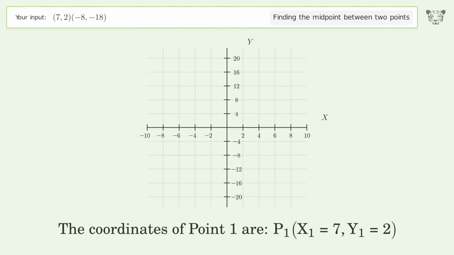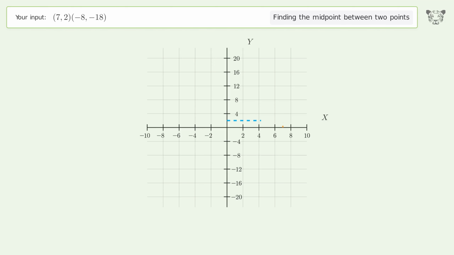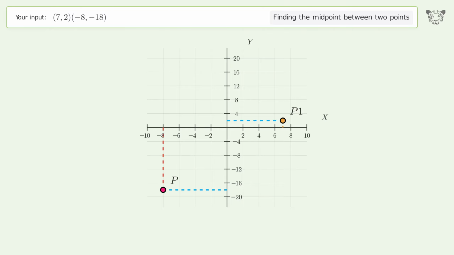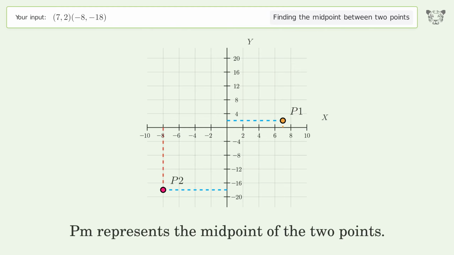The coordinates of point 1 are x1 equals 7, y1 equals 2. The coordinates of point 2 are x2 equals -8, y2 equals -18. PM represents the midpoint of the 2 points.